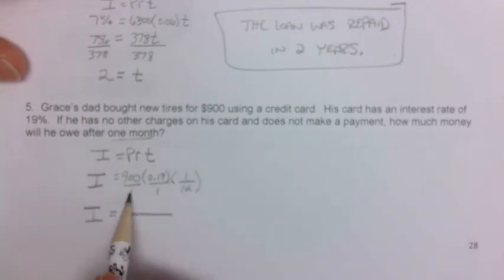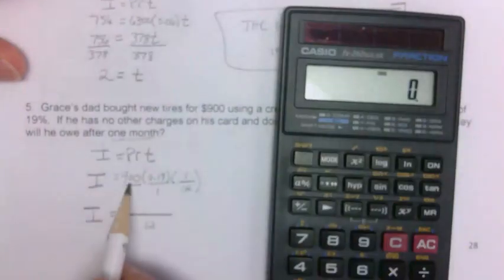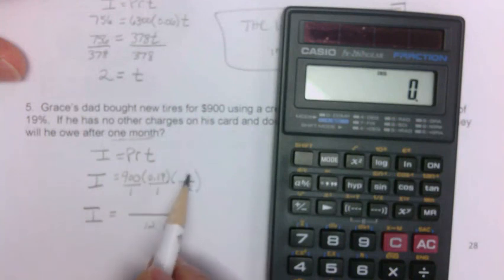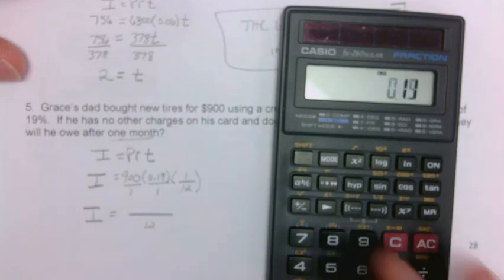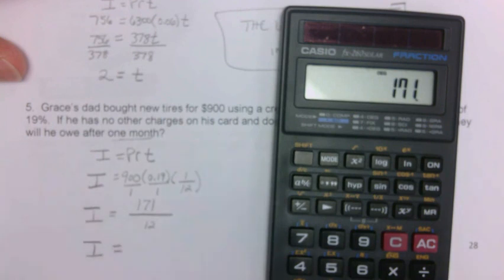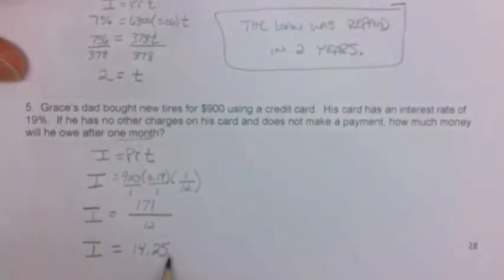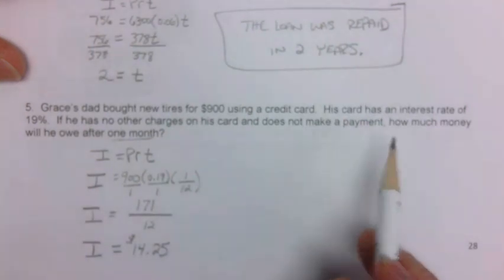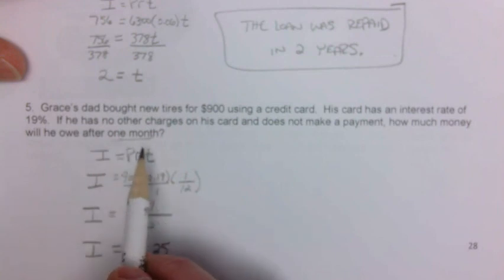So I is going to equal another fraction. The denominator, again, 1 times 1 times 12 is 12. And for the numerator, I have to do 900 times 19 hundredths times 1. Well, that's not going to change anything, so I really just have to do 900 times 19 hundredths. And that gives me 171. And now I'm going to divide that number by 12 to get the value of I. 171 divided by 12, and we get 14 and 25 hundredths. Okay, so the amount of interest is $14.25.